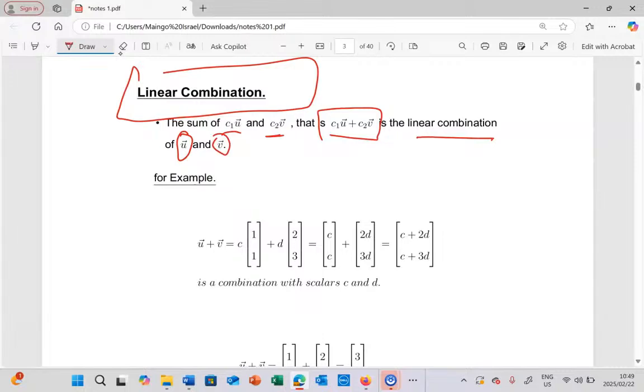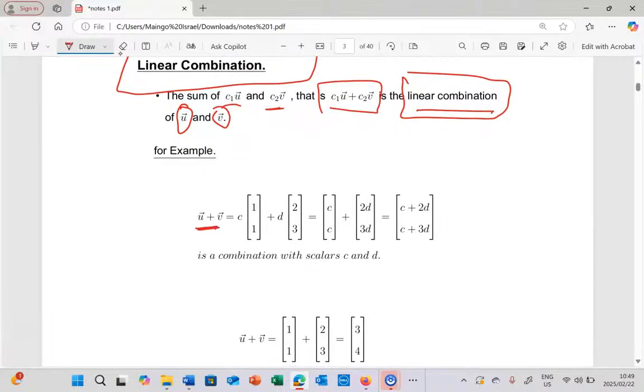So we have these scalar multiplications. The moment we add them together, they form what is called a linear combination of u and v. For example, if we have u plus v, then we're multiplying them by scalars c and d. You can write it as a column vector, there's no problem. So u plus v equals c times the vector with two components 1 and 1, plus d times the column vector with two components 2 and 3.